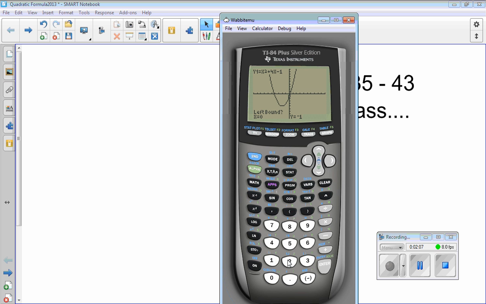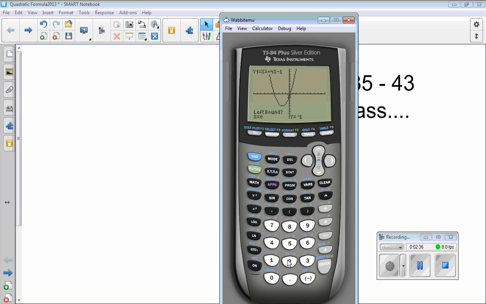I would like all of you to do this as well. Okay? To calculate the 0, it's going to ask us left bound, right bound, just like it did before. But we're not doing left and right of the minimum anymore. We're doing left and right of the 0. How many zeros do you see up there? How many places does the parabola cross the x-axis? 2. So we have to pick one to start with.